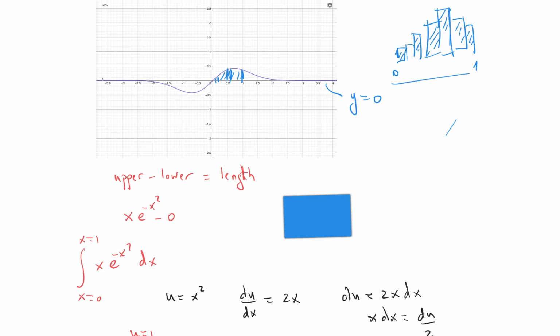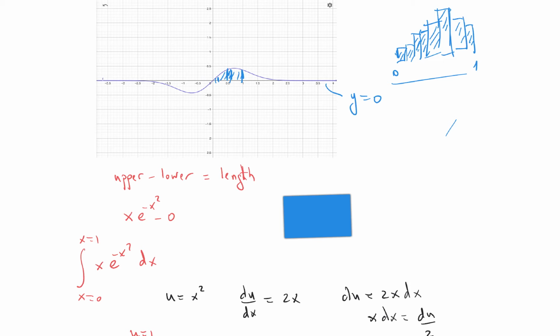But the integral makes infinitely many pieces like this, because we take the limit when n tends to infinity, and we sum all the areas, all the pieces in the limit. And this is the integral. So we take the integral from x equals 0 to x equals 1 of x multiplied by e to the minus x squared. How can we do this integral?